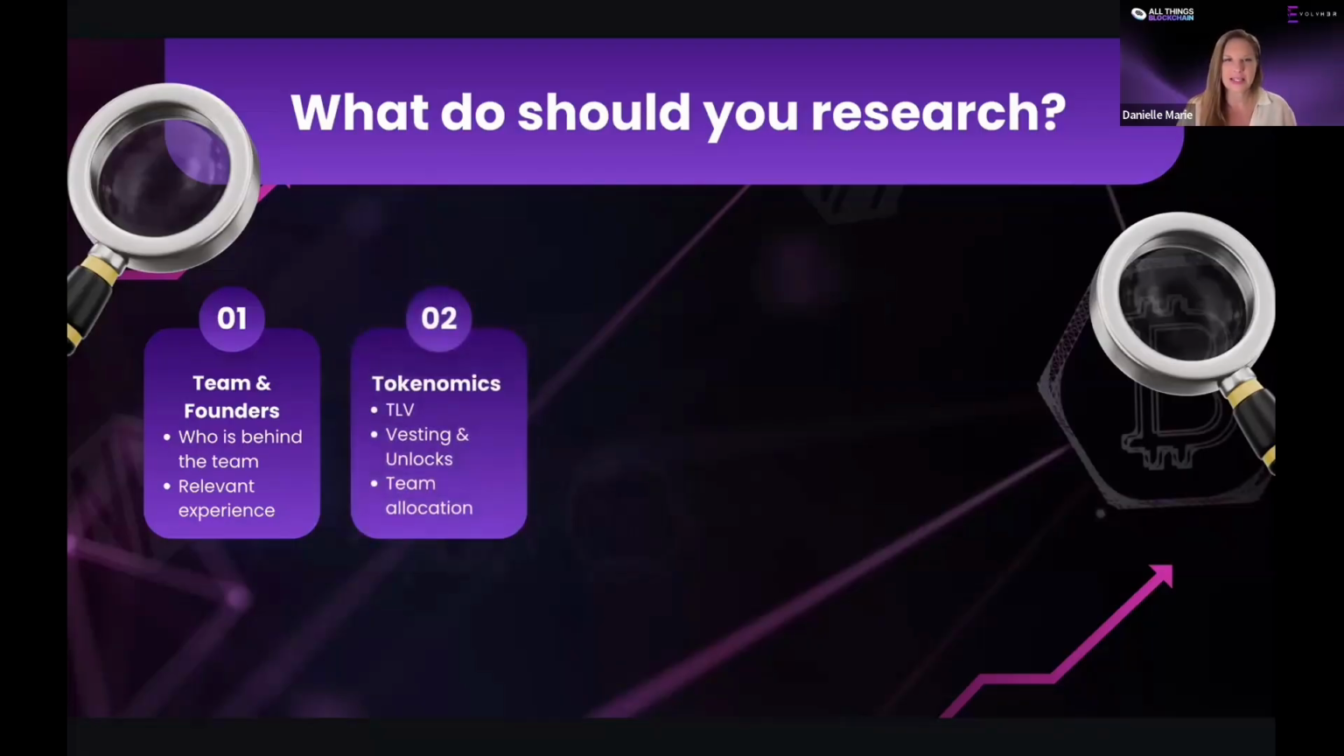The next biggest thing is the tokenomics. Because yes, you need a good team and good founders, and they need to be solving a good problem and have a good vision and all of that. But the tokenomics are really quite important for the sustainability of the project. How is it going to perform over time?